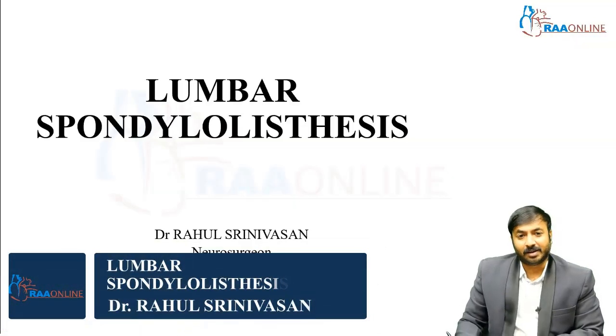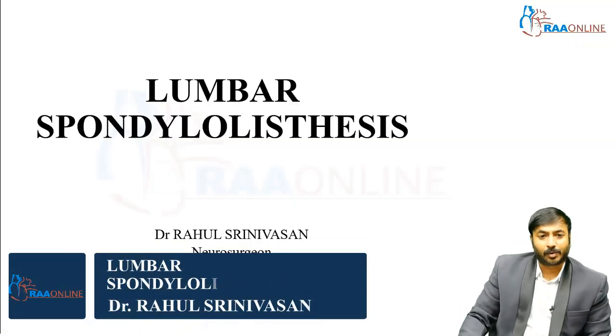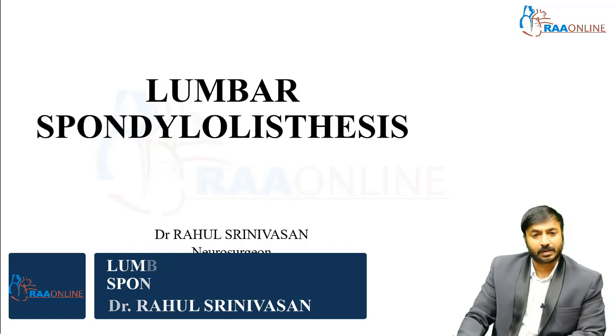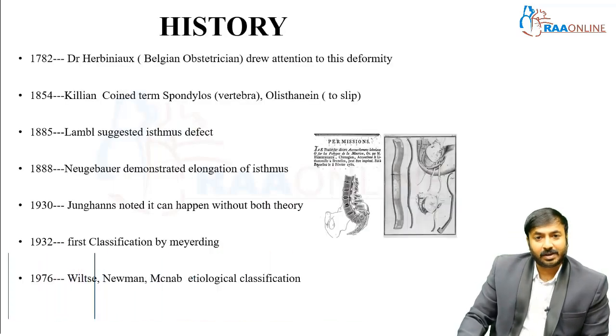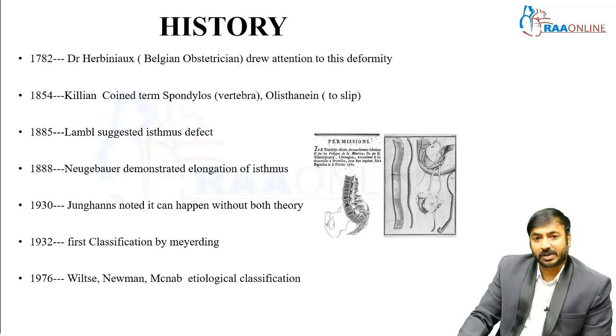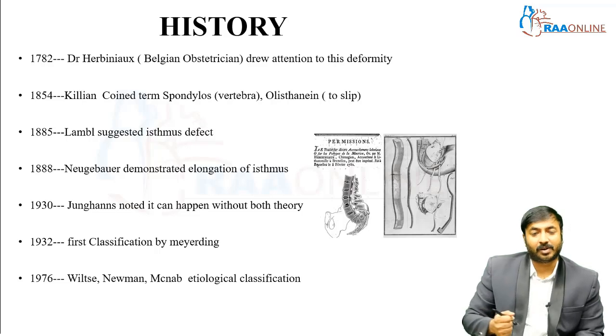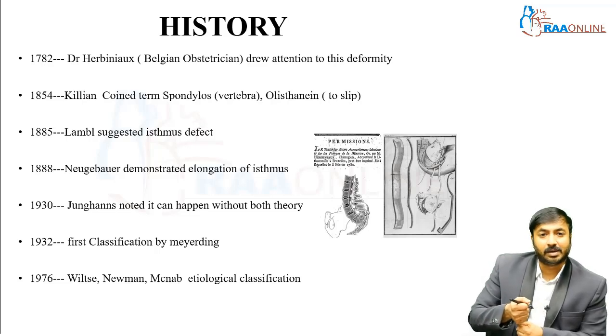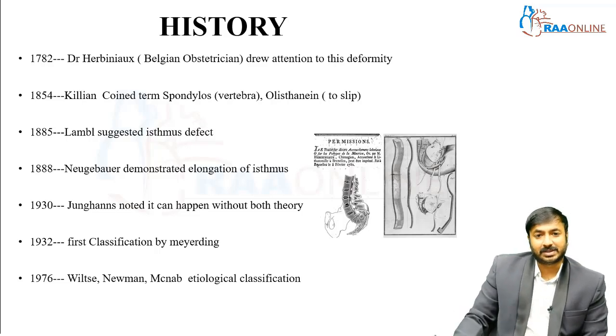Welcome to Raaonline. Today I'll be covering lumbar spondylolisthesis. So going by the history of lumbar spondylolisthesis, listhesis is a slip of one level of the spine over the other. That's known as listhesis.